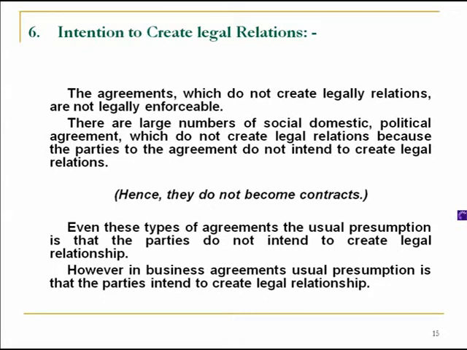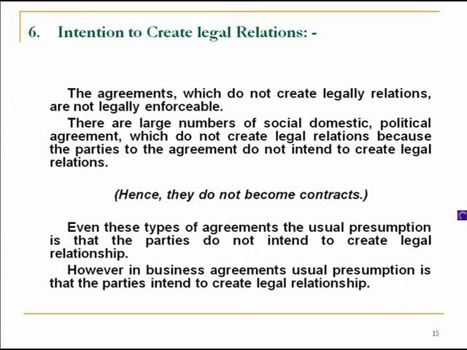There are a large number of social, domestic and political agreements which do not create legal relations, because the parties to the agreement do not intend to create a legal relation. Therefore, they never become a contract. Suppose your neighbor has invited you to the marriage of his son. He has given a proposal to you, but it doesn't mean that if you do not go there, it will be a legal binding on you. Some social, domestic, even political agreements do not intend to make a legal relationship. In that case, they never become a contract.